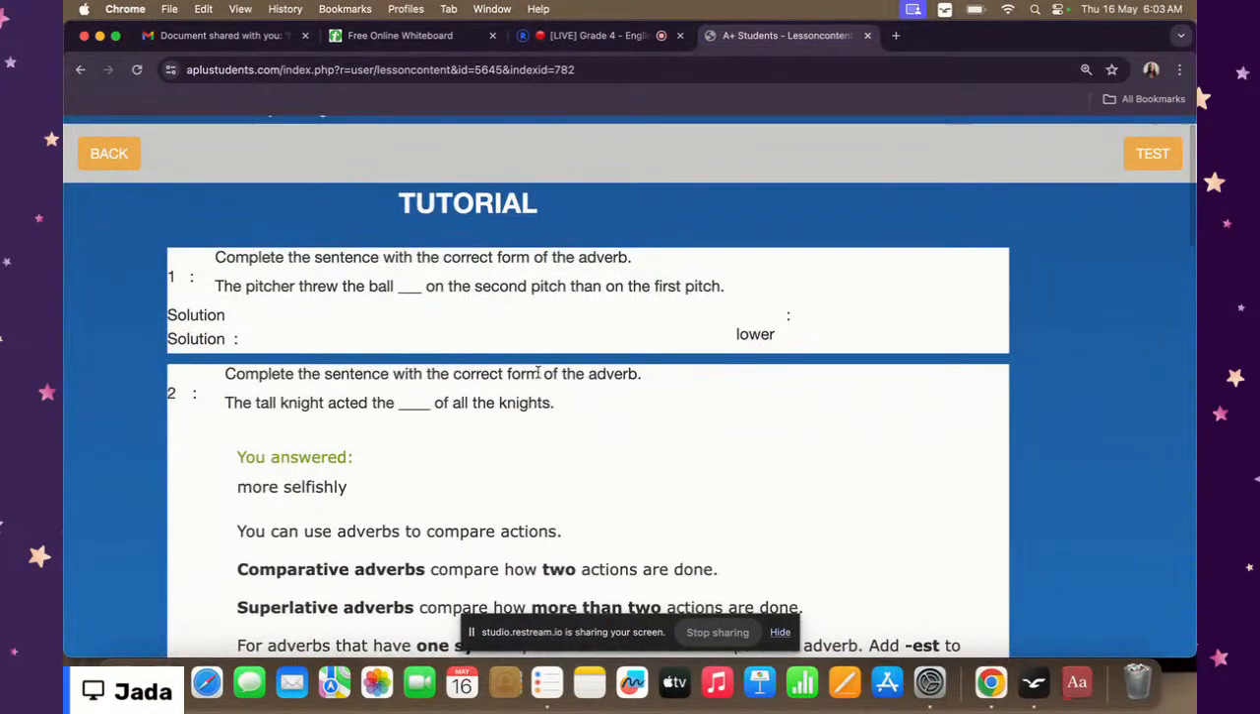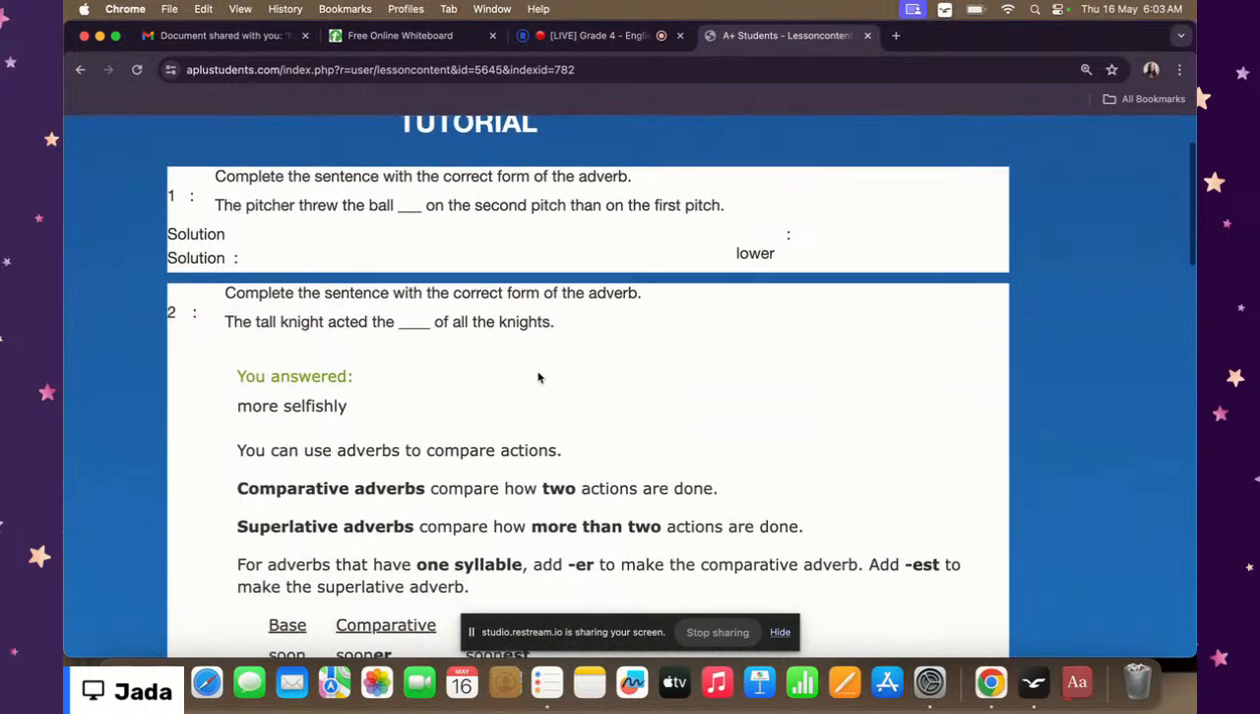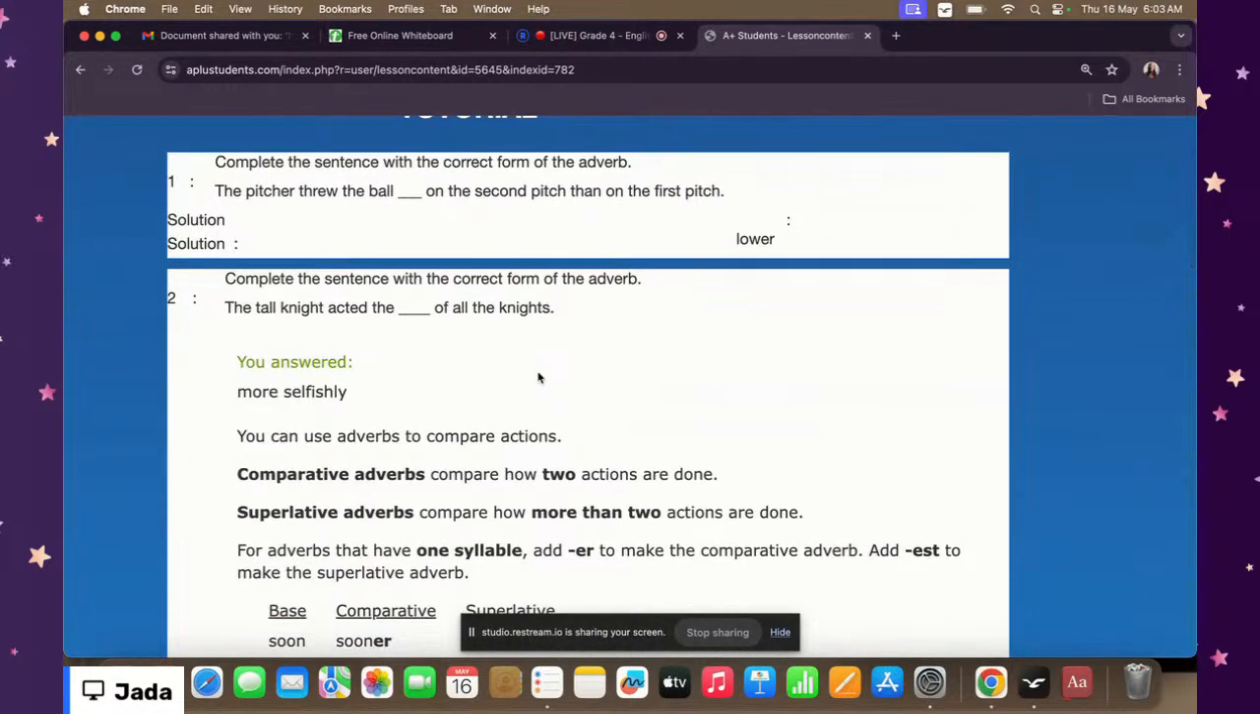Okay, so we'll start now with the lesson adverbs that compare. So, first of all, we have to know the different types of adverbs. We have two types of adverbs: comparative adverbs and superlative adverbs.